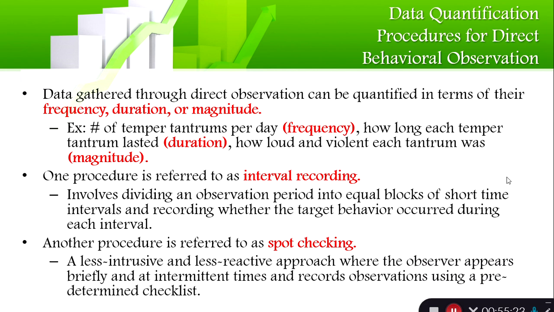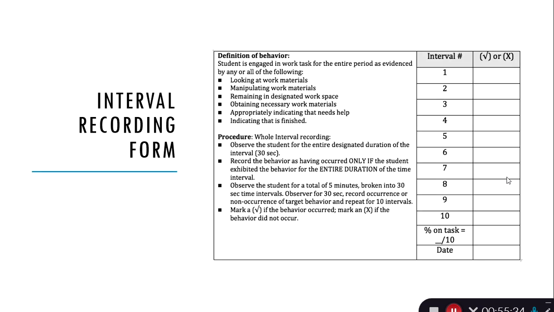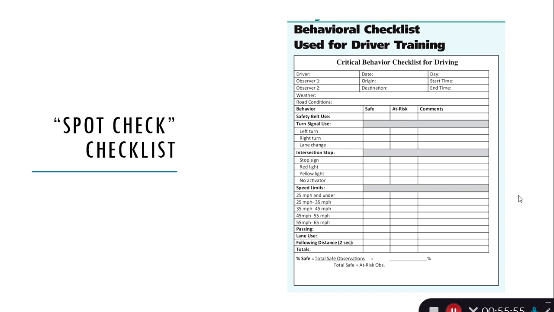And this is the less obtrusive and less reactive approach, where the observer appears briefly and at intermittent times and records observations using a predetermined checklist. So this will be an example of an interval recording form. We see here that we have 10 intervals, and so we're essentially checking off if we observe any of these behaviors during these particular intervals. So this is one way to go about directly observing behavior.